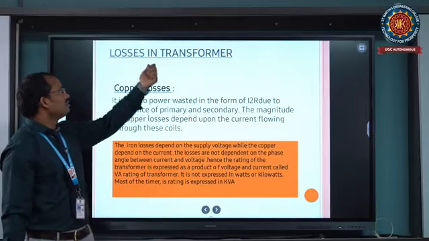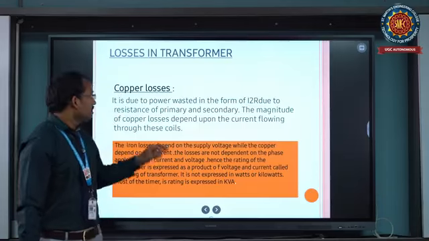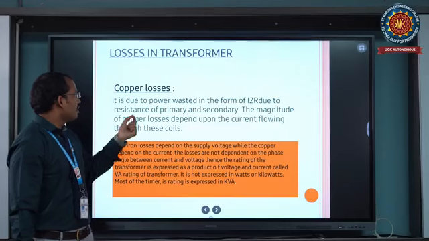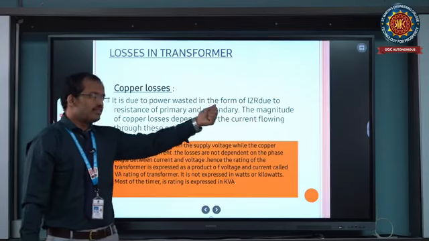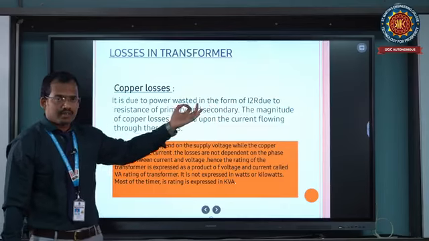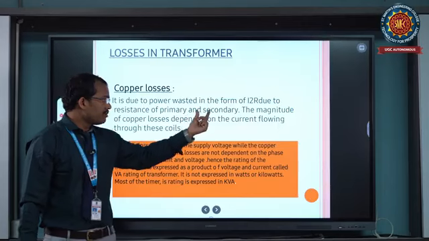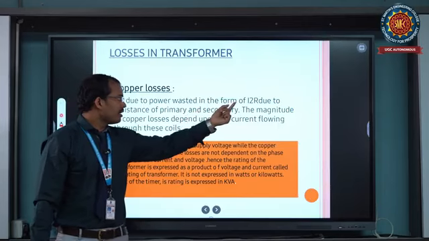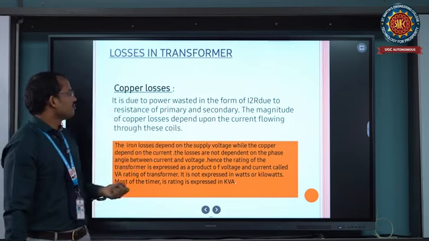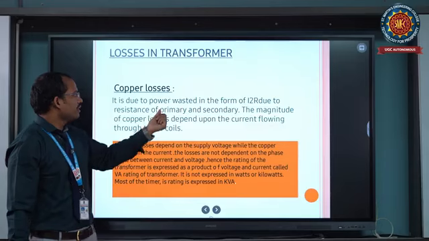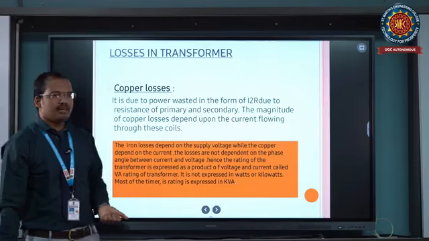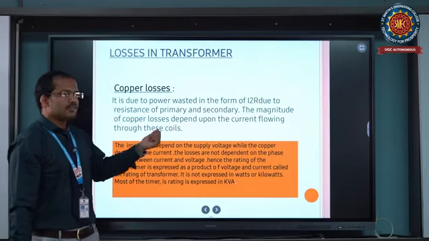The major losses in a transformer. Basically losses in a transformer are copper losses and iron losses. How do copper losses occur? It is related to the windings, two windings. Already we know that a transformer has two windings, primary winding and secondary winding. The primary winding current flowing through resistance causes losses from primary to secondary of the transformer. Then the magnitude of the copper losses depends upon the current flowing through these coils.